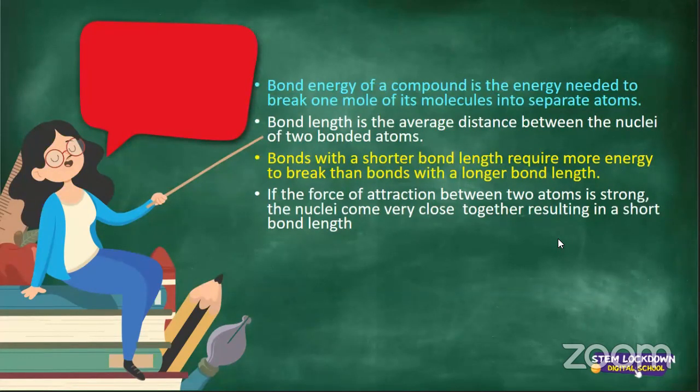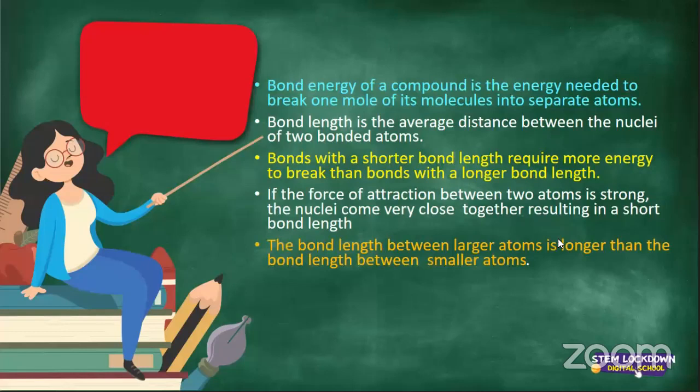So if the force of attraction between two atoms is strong, the nuclei will become closer together, resulting in a shorter bond length. So also, if the forces of attraction is strong, it means the bond will be stronger.